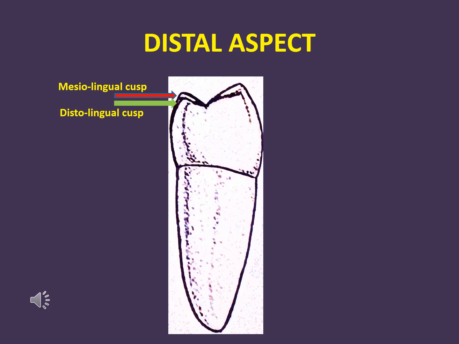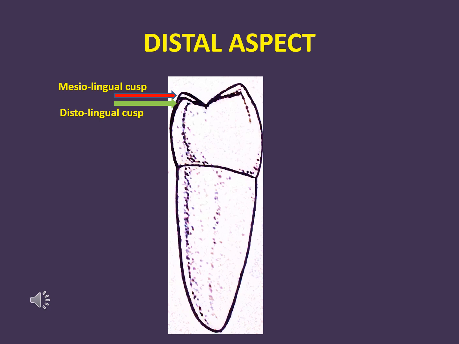Some differences are that the distal marginal ridge is placed more cervically compared to the mesial marginal ridge, whereas the mesial marginal ridge is placed more occlusally. Due to the presence of the more cervically placed distal marginal ridge, we are able to see some of the occlusal surface from this aspect.